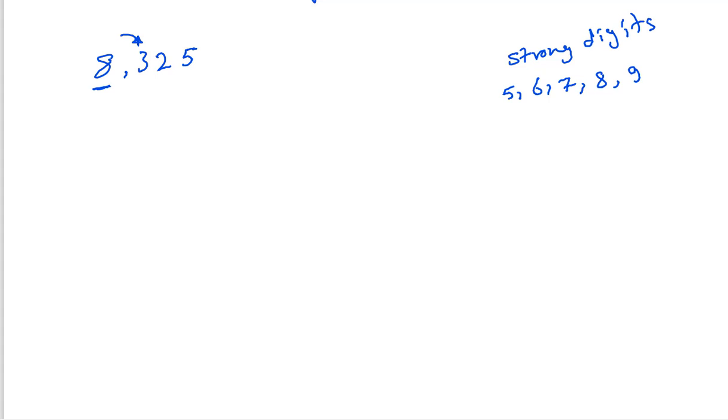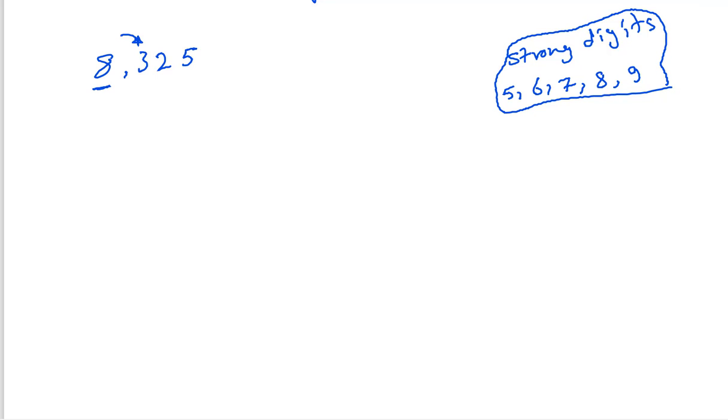And the very important part after that is rounding numbers. Let's see how we use rounding. If we have a number like 8,325, and we need to round this number to the nearest thousand, we underline the thousands digit and look at the digit to the right of the thousands, which is 3. As you know, we have strong digits and weak digits. The strong digits are 5, 6, 7, 8, 9.